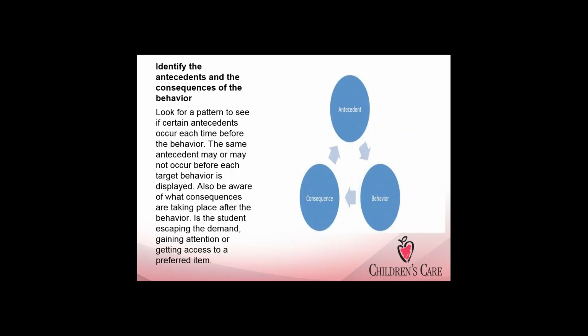We want to identify the antecedents and the consequences, before and after the behavior. You want to look to see if there's a pattern of certain antecedents happening before the behavior takes place. The same antecedent may or may not be occurring. You could have the same time of day, the same individuals being around. Maybe this behavior takes place every time it's pizza for lunch or whatever it may be.